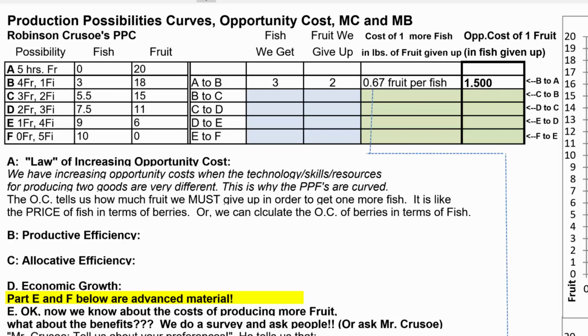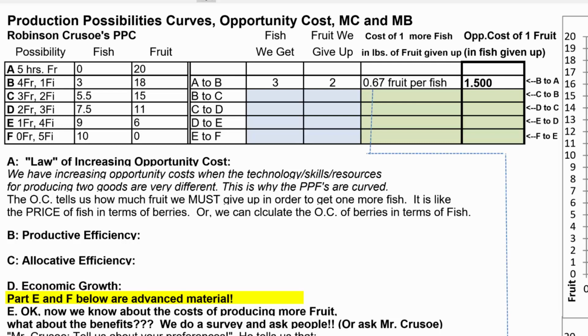Today we're going to talk about production possibilities curves. So before you do anything else, make sure you have downloaded and printed the handout that we're looking at today. There's no way to learn and understand these concepts unless you are actively doing the calculation and doing the graphs along with me.